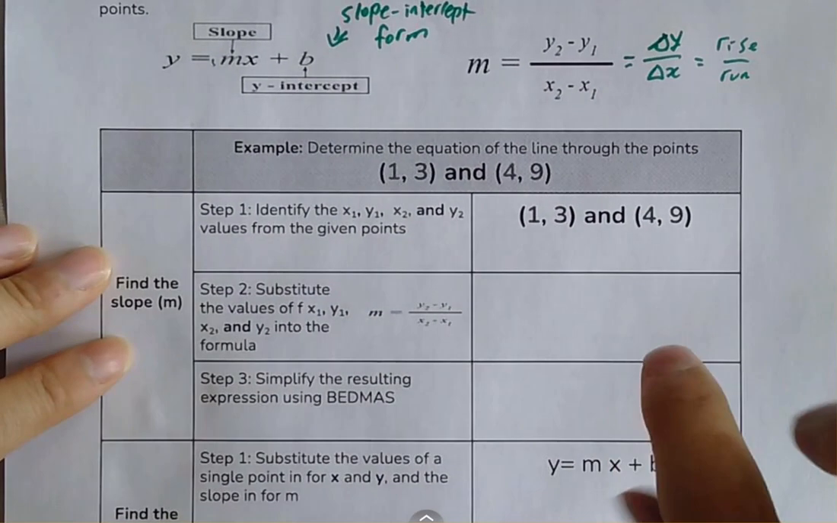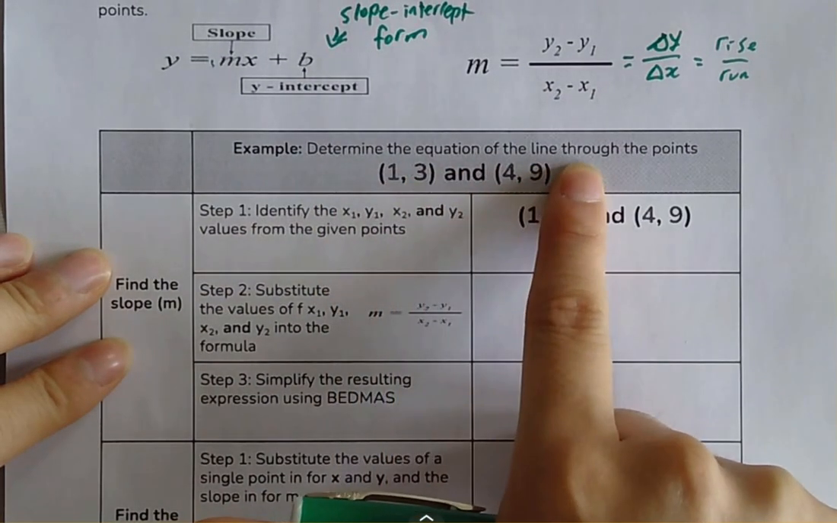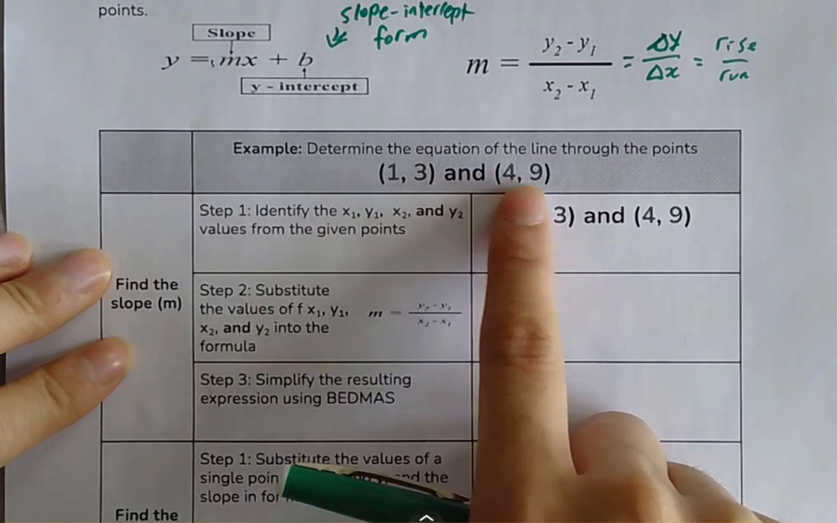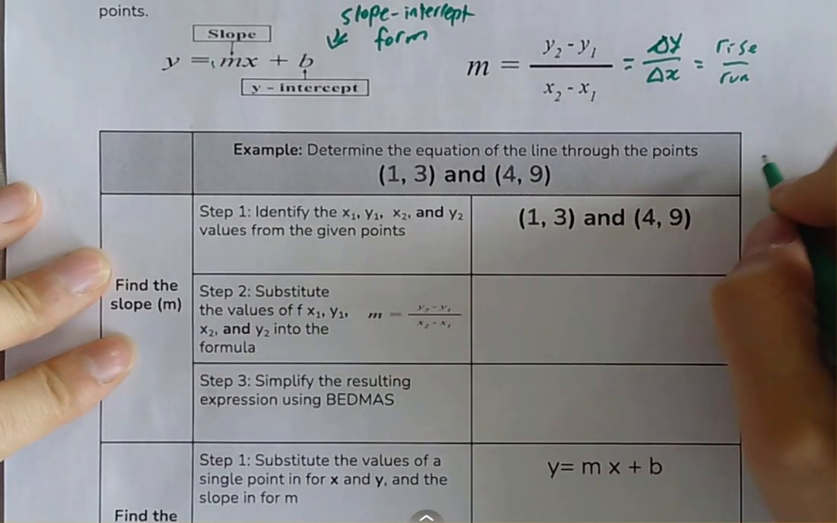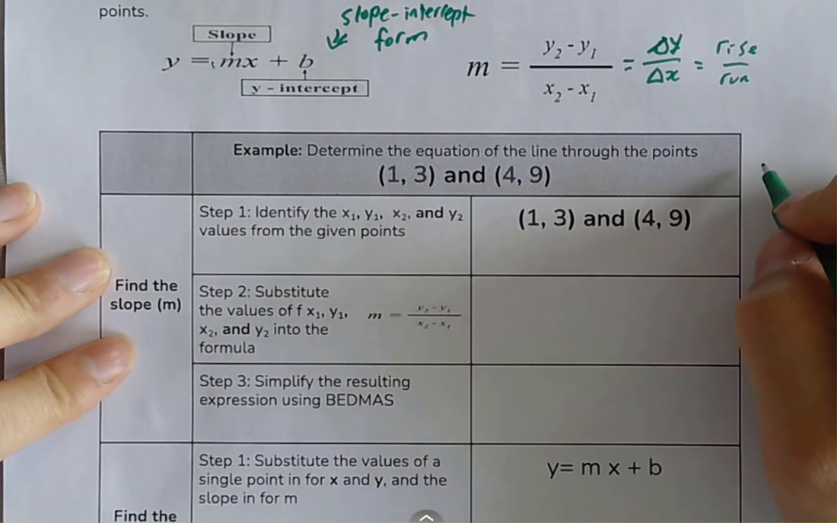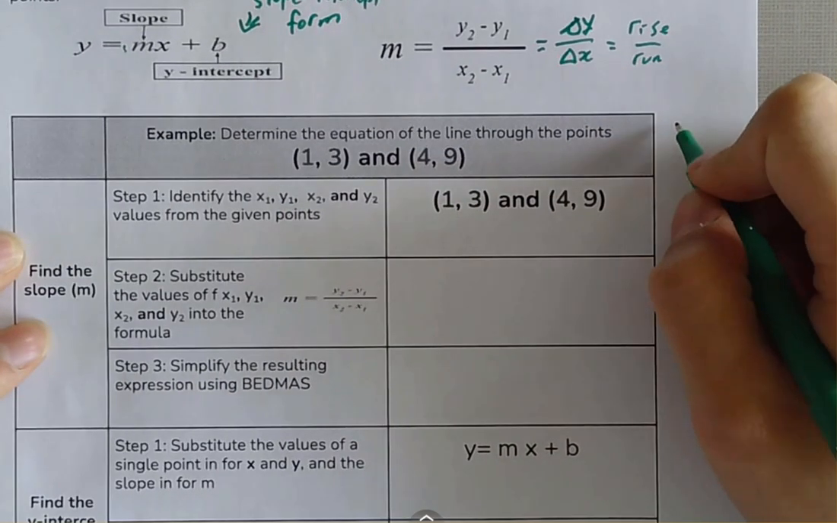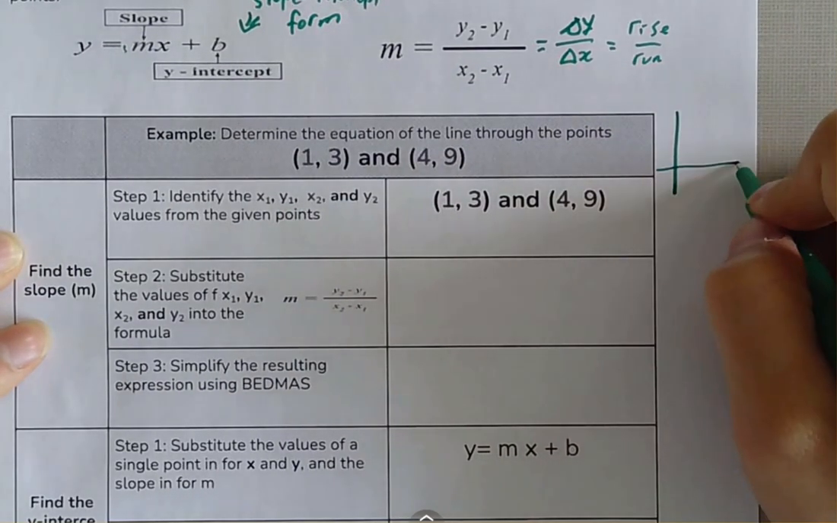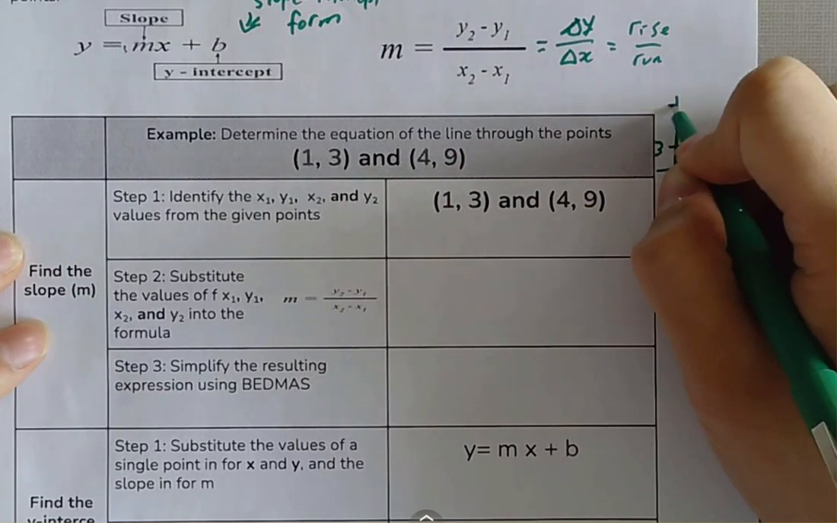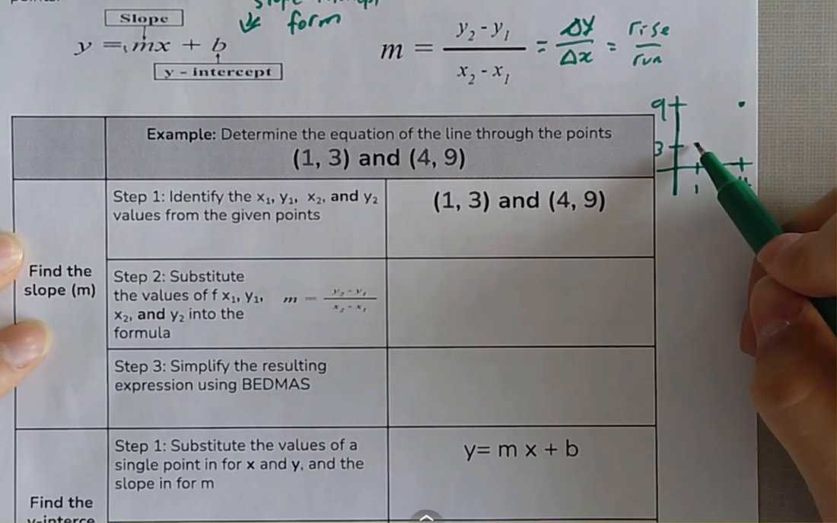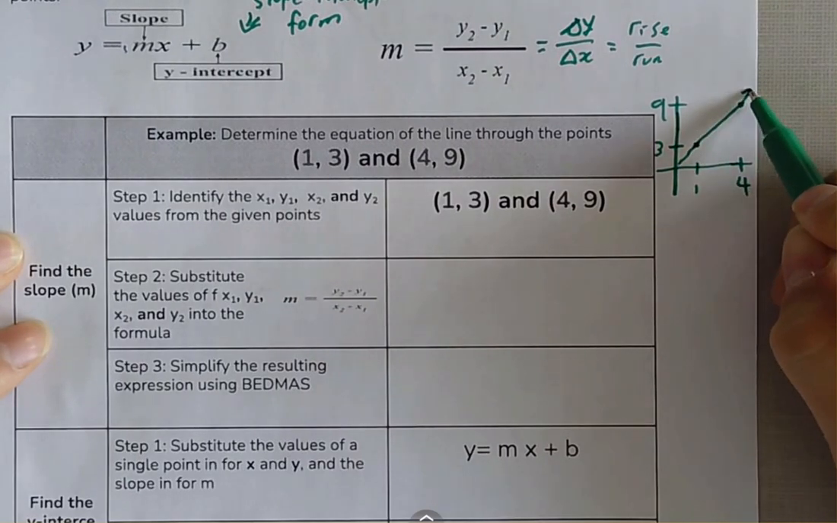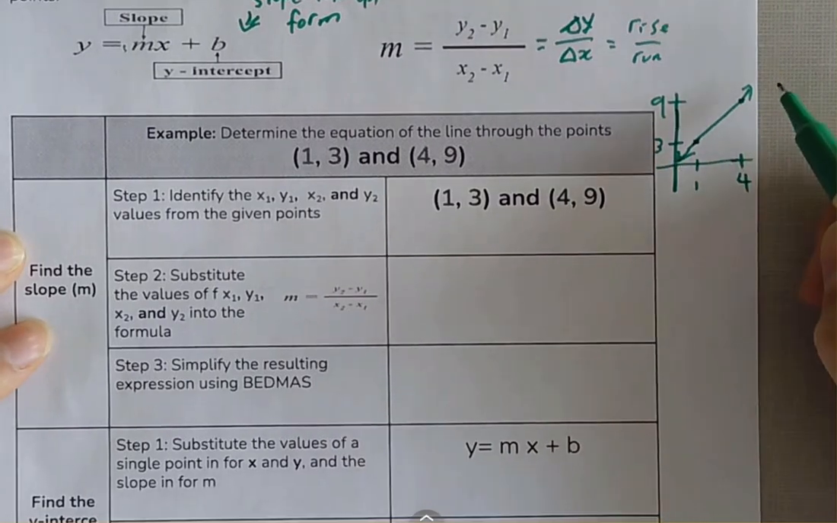Over here, it says determine the equation of the line through the points (1, 3) and (4, 9). To give you a little bit of an image of it, it's asking you to come up with an equation. So let's say you had a grid that looked like this. The point (1, 3) would be somewhere here, and the point (4, 9) would be somewhere here, and it's asking you to come up with an equation of a line that would go through those 2 points.